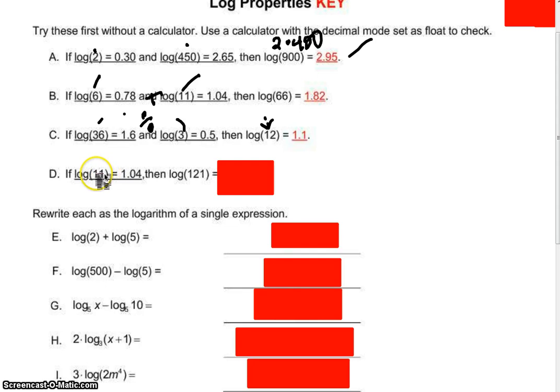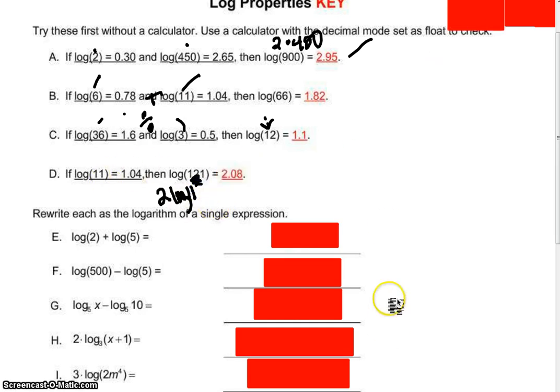And then log 11 is equal to 1.04. You've got to realize that 121 is the same thing as 11 squared. So it would be 2 times the log of 11. And log of 11 is 1.04. Multiply that by 2, and you get 2.08.